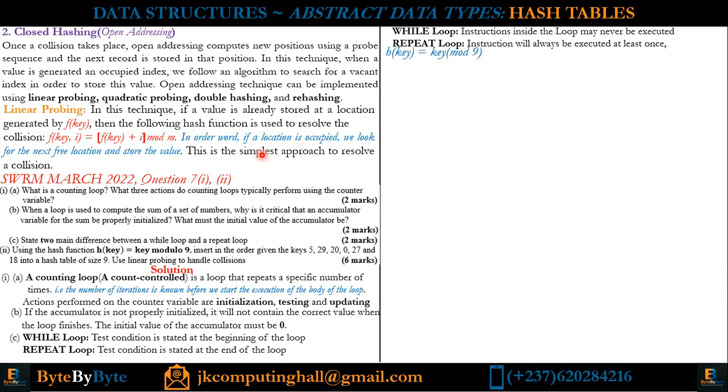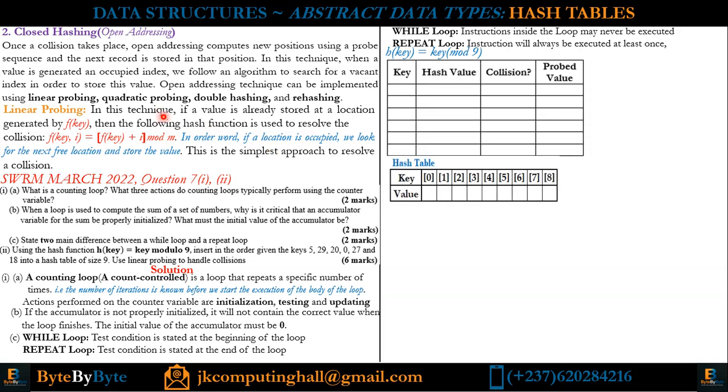Our hash function is the key modulo 9, and since we are using linear probing to handle collisions, our work has to be properly presented. As you can see, I have my key, the hash value this function produces, the collision in case we have a collision, and the probed value, that is, in case there is a collision, what is the value I am providing? As we say here, upon addressing compute new position using a probed sequence.